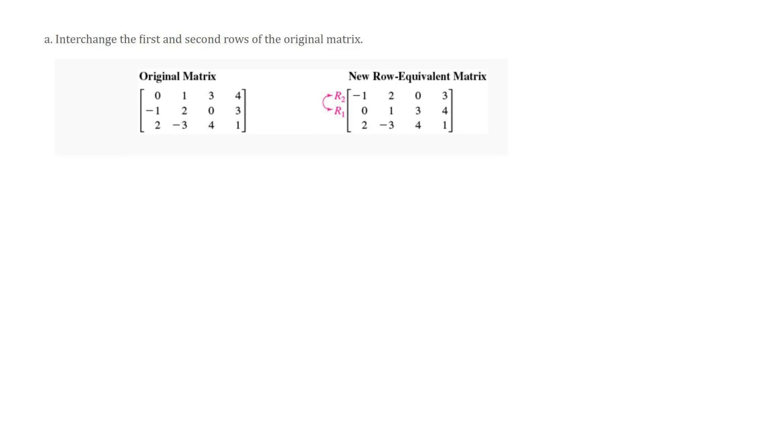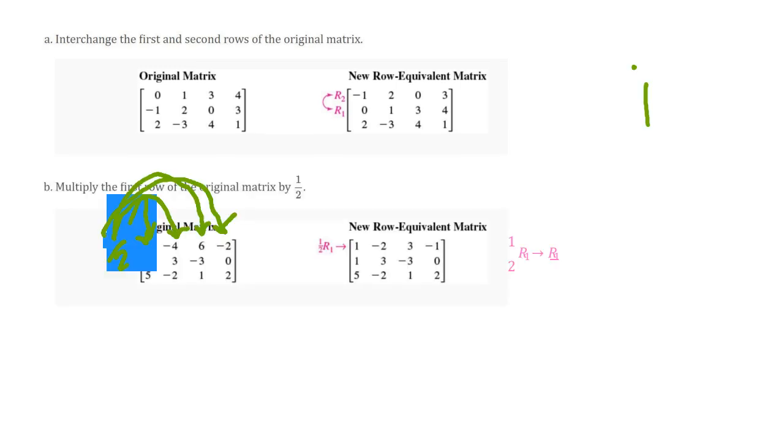Okay, so let's try again. So 1/2 times 2 is going to be 1, and then 1/2 times -4 is going to be -2, right? So 1/2 times -4 is -2, and 1/2 times 6 is going to be 3, and 1/2 times -2 is going to be -1. And so the symbol that we're using here is 1/2 of row 1, and we're putting it back to row 1.